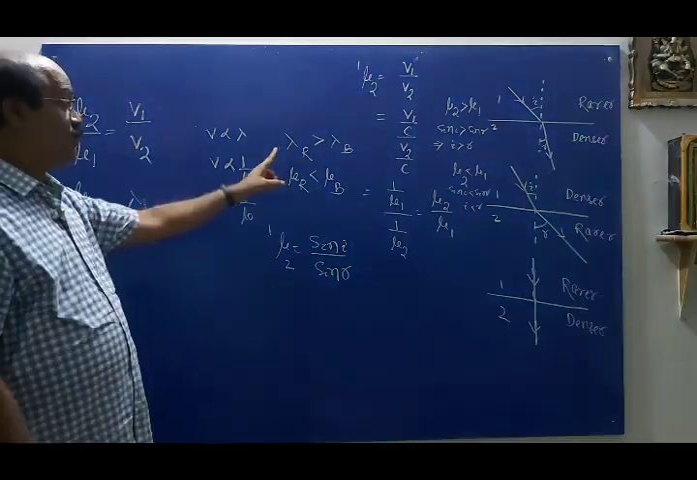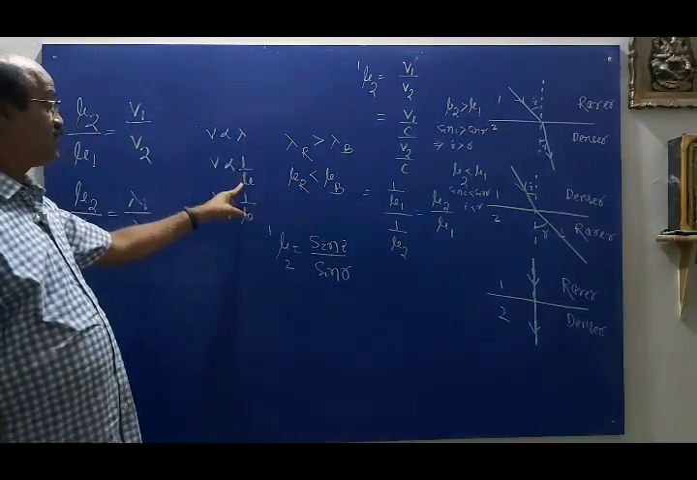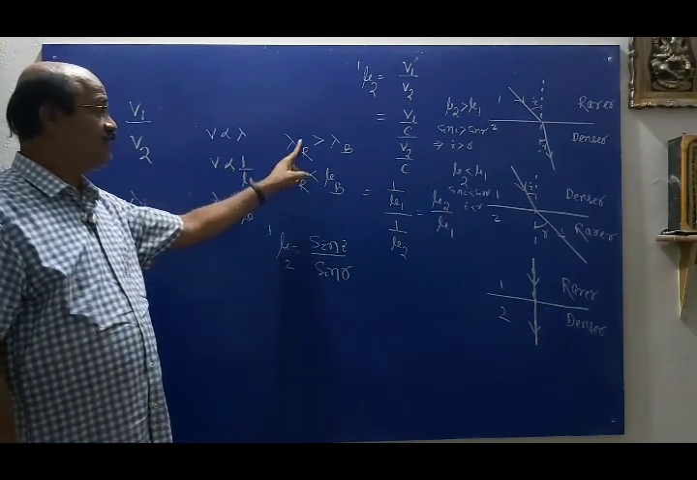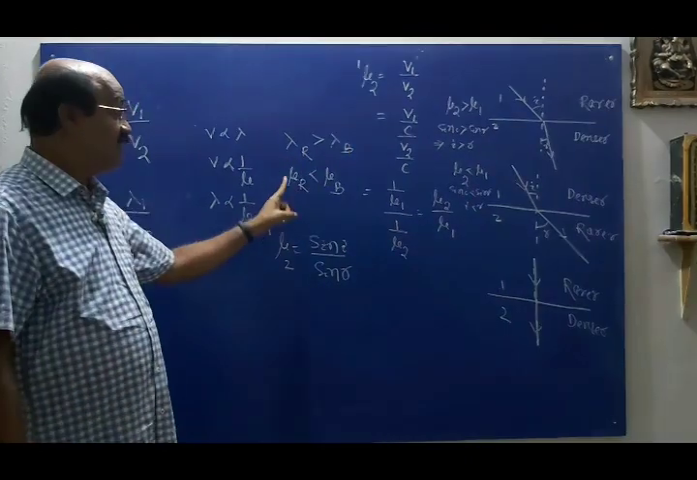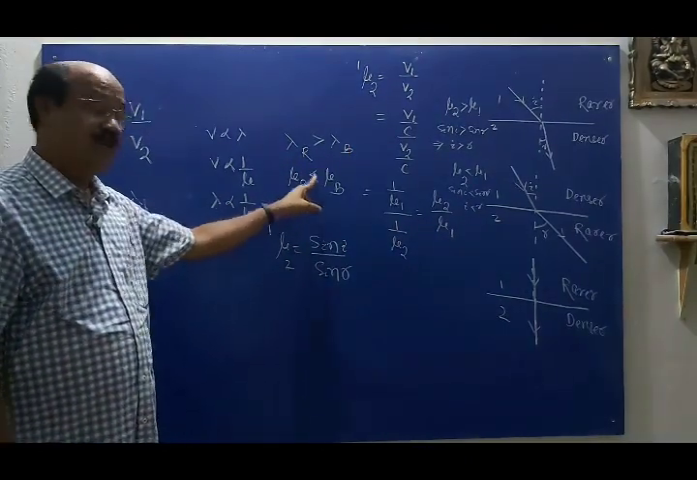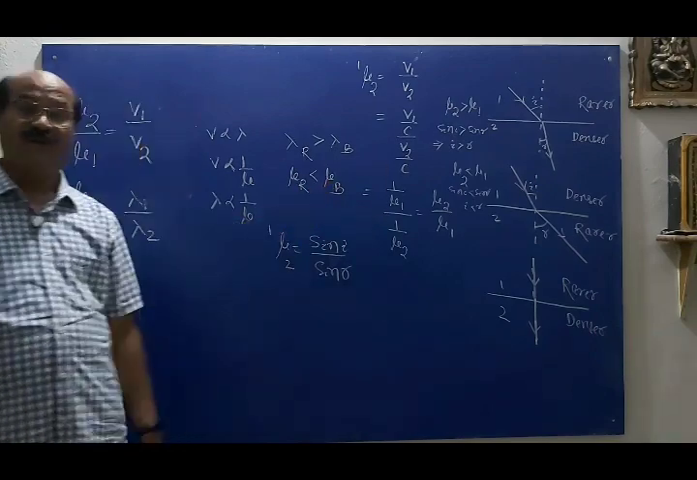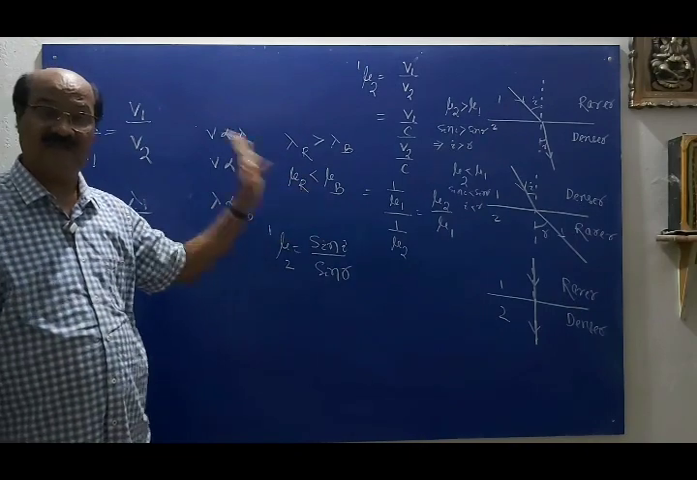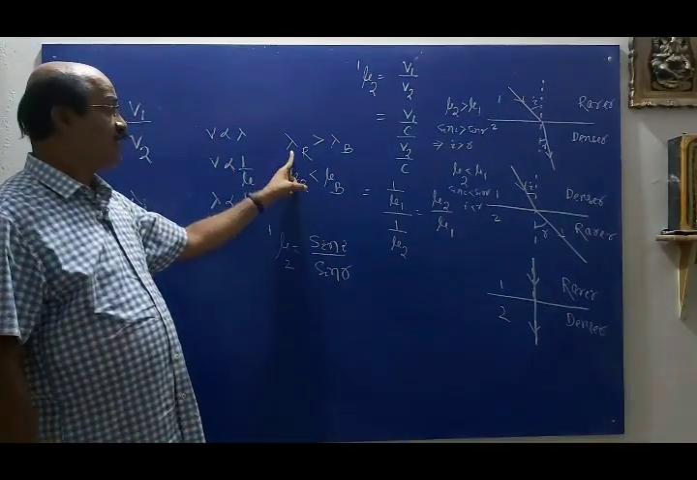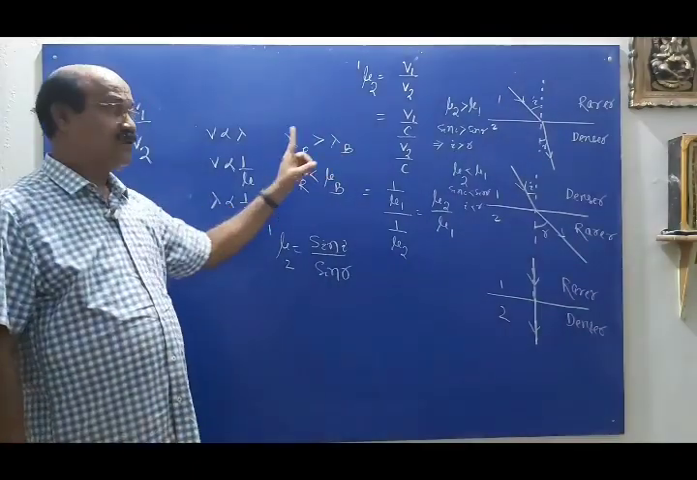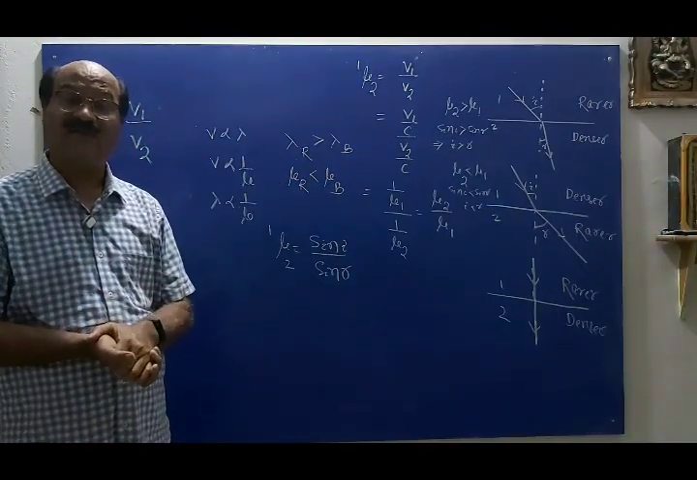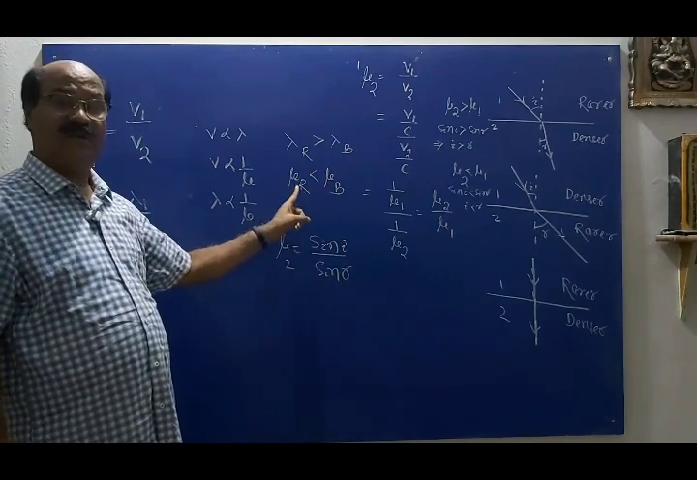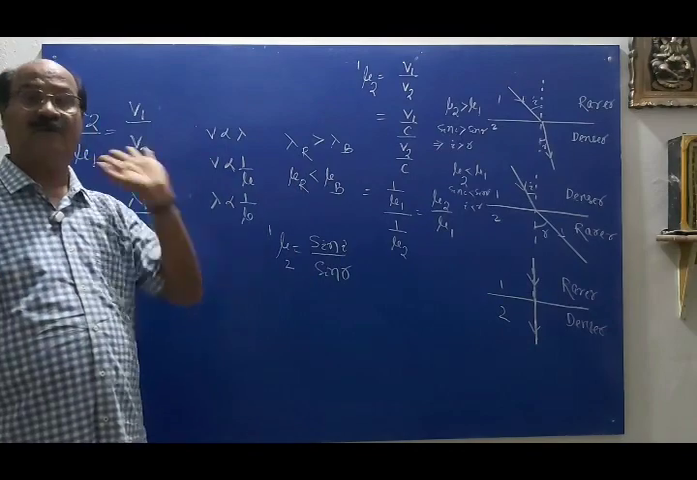Now the relation between wavelength and refractive index: if the wavelength of red color is greater than the wavelength of blue color, then the refractive index for red color will be less than the refractive index of blue color. If wavelength is greater, refractive index is less; if wavelength is less, refractive index is greater. So between red and blue color, blue color has the higher refractive index and red color has the lower value.